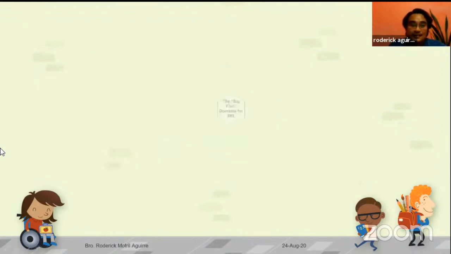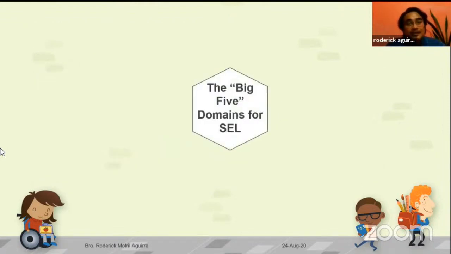Okay, so let's look at this. I'm using the big 5 domains of social emotional learning. And this is also the big 5 of understanding personality. So most of you already know the big 5. So I'm not going to discuss this thoroughly so that I can focus more on the suggestions that I can provide you with and the things I've been doing for my pamangkin that are really, really effective on them.